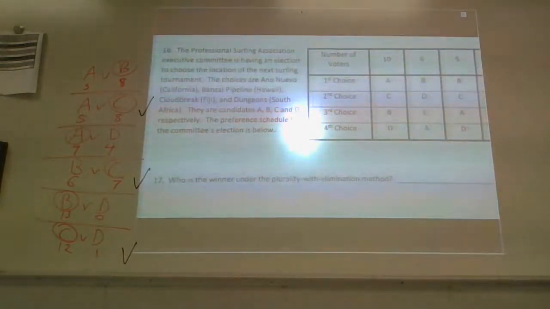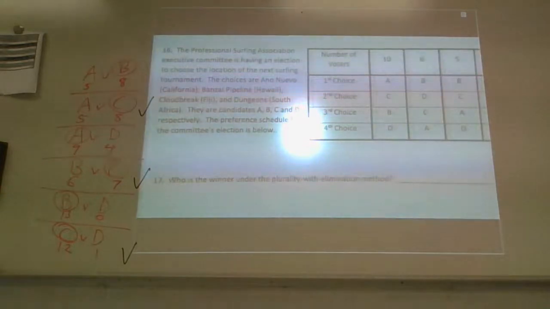The Professional Surfing Association Executive Committee is having an election to choose the location of the next surfing tournament. The choices are places that I probably am not going to pronounce very well. Let's see. Año Nuevo, I did pretty okay there. Bonsai Pipeline, Cloud Break, Dungeons. They are the candidates A, B, C, D, respectively.